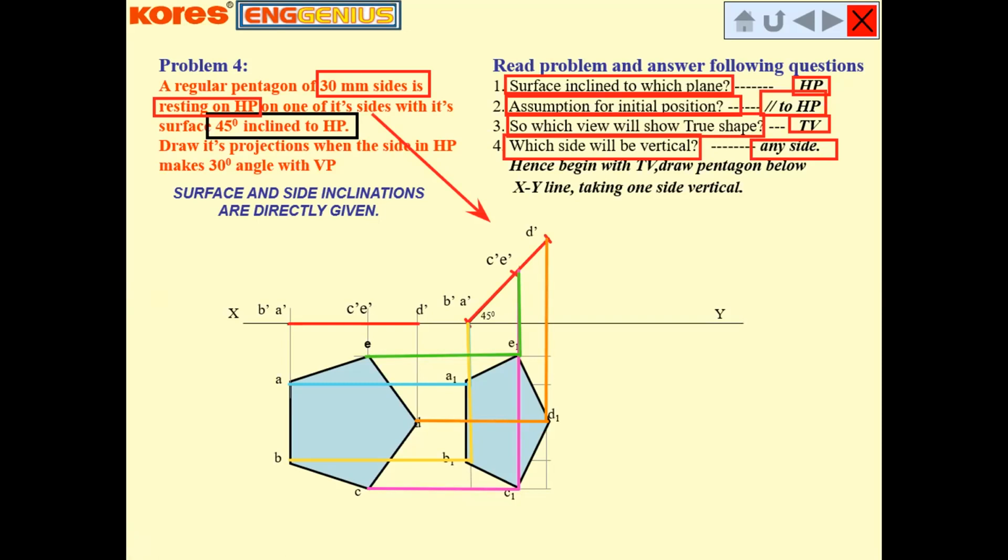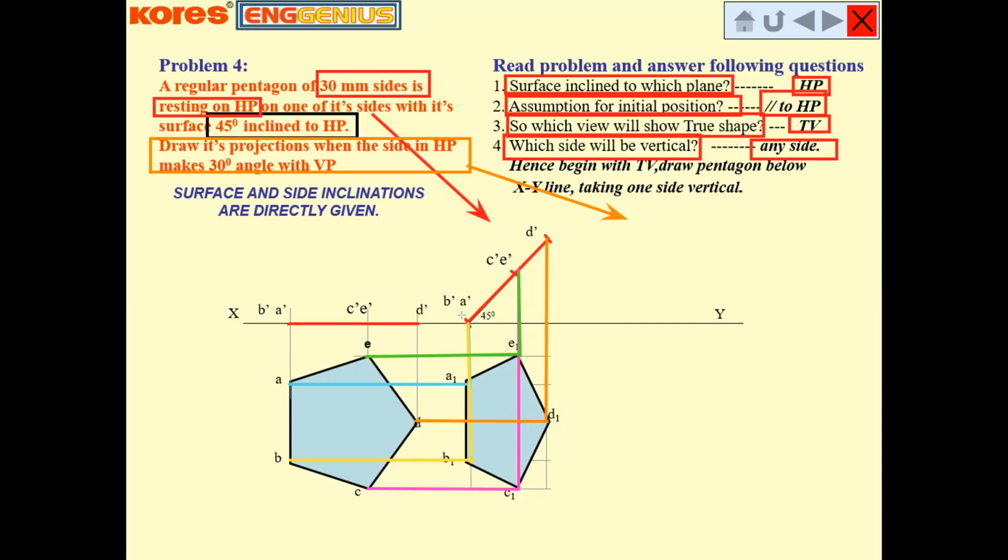So what we have done up to this particular point: first, we kept our pentagon on the horizontal plane. Then we made an inclination with respect to the horizontal plane by 45 degrees. Now, draw its projection. Now I'm focusing on this last line. Draw its projection when the side is in HP. So which side is in HP now? This side, AB. You can see this, AB line is in the HP.